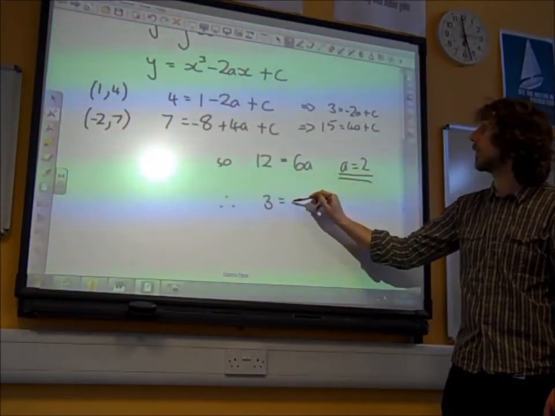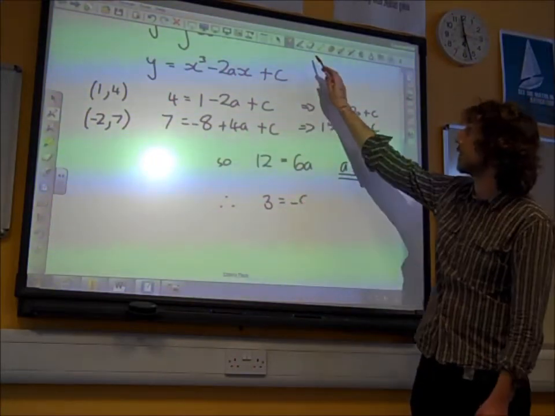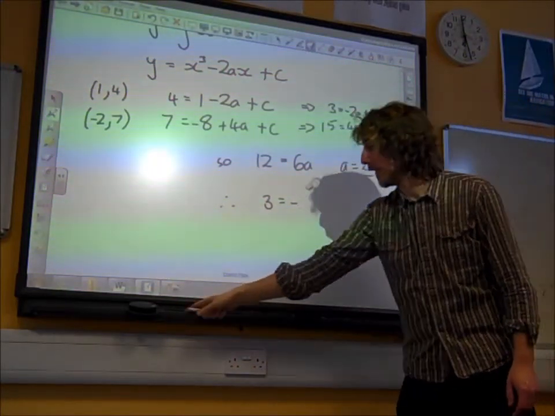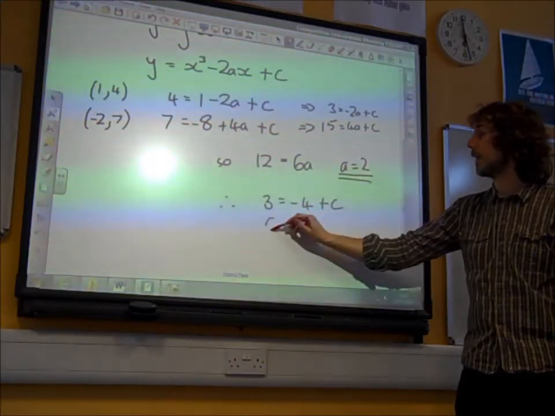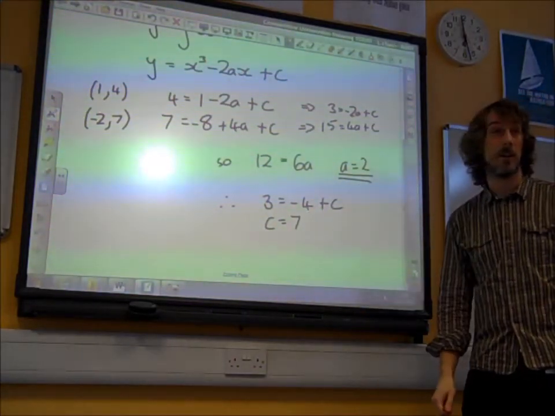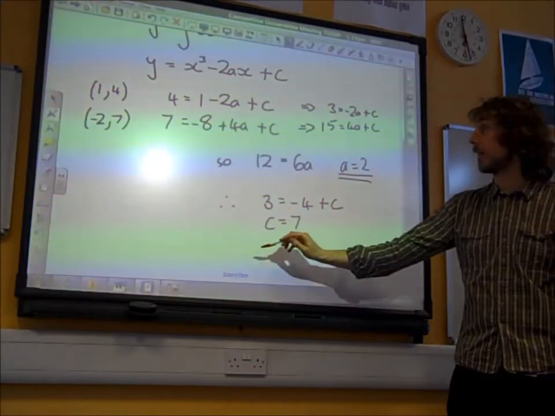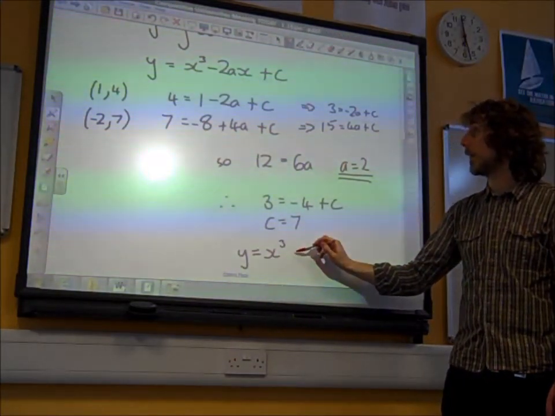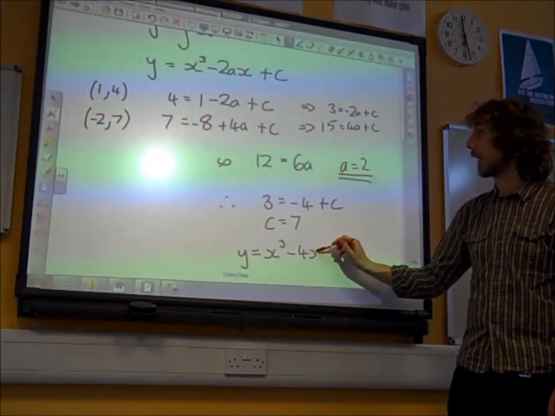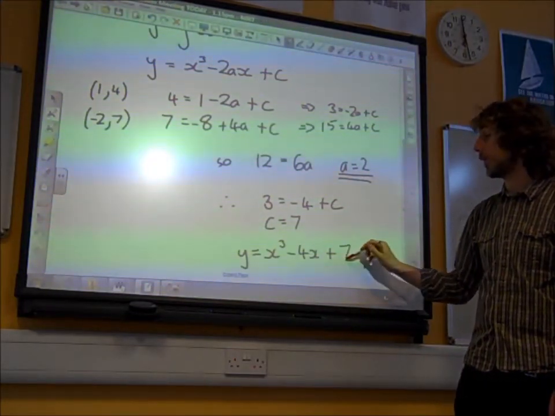If a equals 2, we just need to sub that back in to find c. Therefore 3 equals minus 4. Oops. Minus 2a, that would be minus 4, plus c. So c is 7. And we've got our final answer: y equals x cubed minus 2a, so minus 4x, plus c, so plus 7.